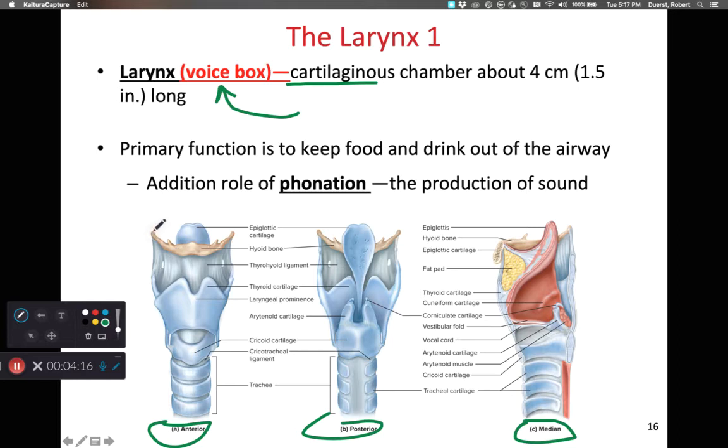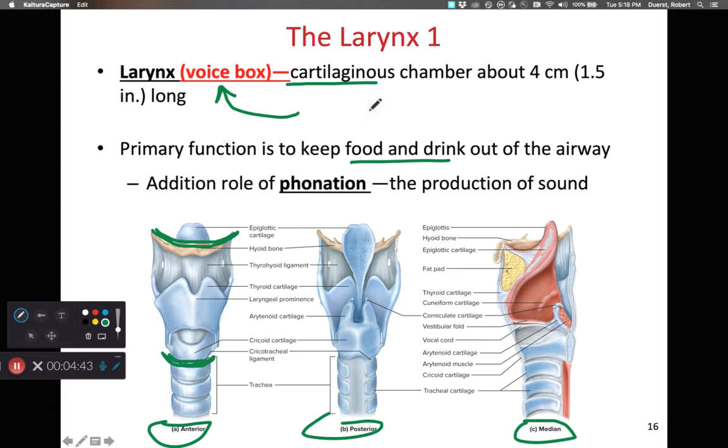The anterior view shows how the larynx has the hyoid bone along the superior margin, and commonly it's the cricoid cartilage that's agreed on as the inferior margin of the larynx. As we look at the larynx, its primary role is to keep food and drink out of the trachea. We don't want to inspire our food and drink. We want to swallow our food and drink.